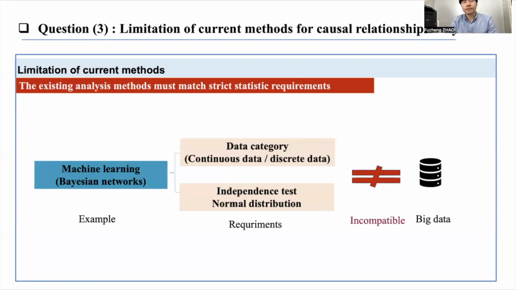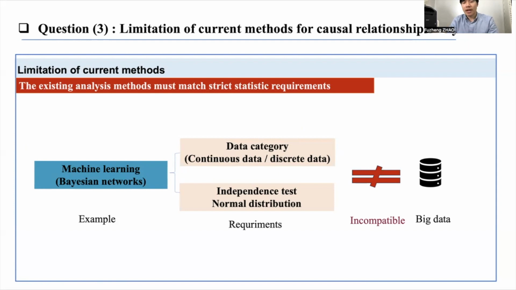The question 3, even though we collect enough data before analyzing the learning behavior, we try to find the best analysis method. However, the existing analysis methods must match strict statistical requirements on the data category or the data distribution. In machine learning, we can take the Bayesian network as an example.